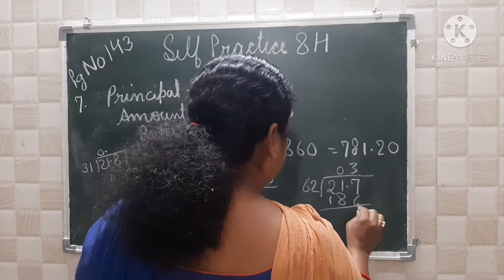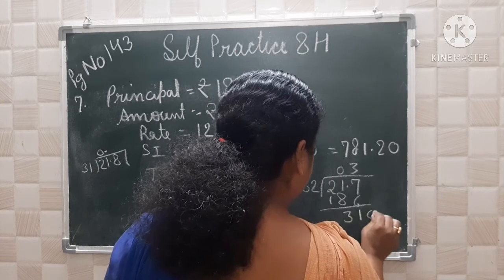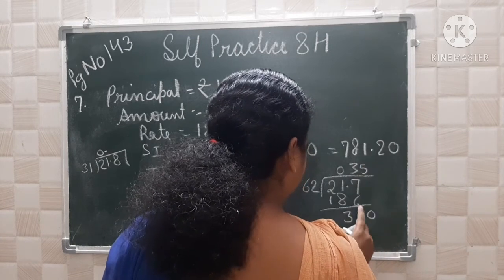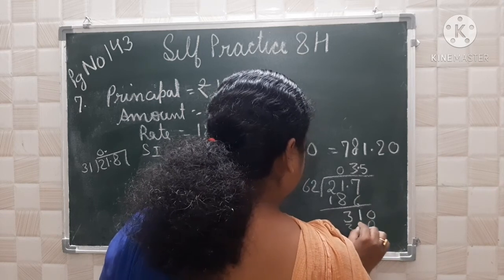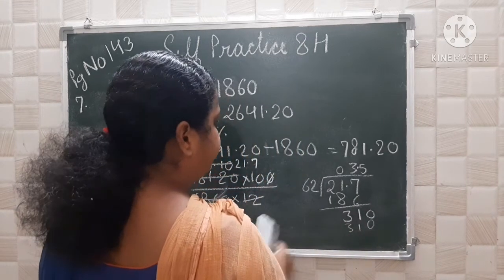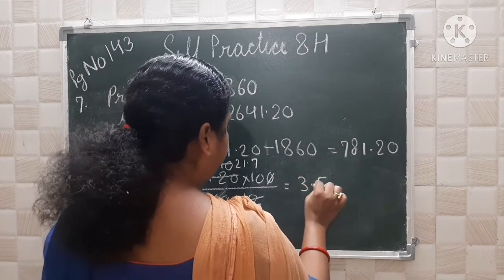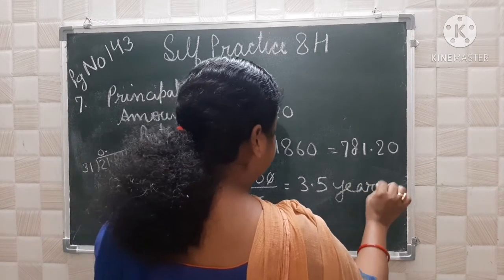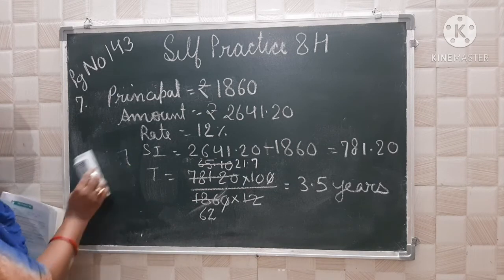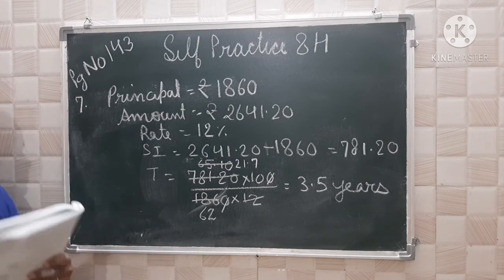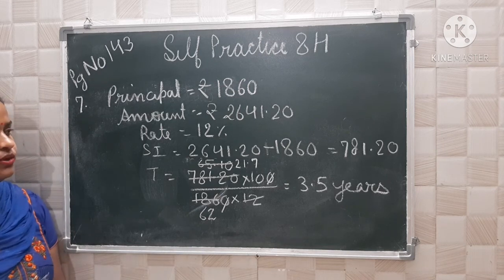17 minus 6 is 11. 11 minus 8 is 3. 3.5. The time will be 3.5 years. Okay. Now see once more. Principal is 1860. Amount is 2641.20. Rate is 12%.